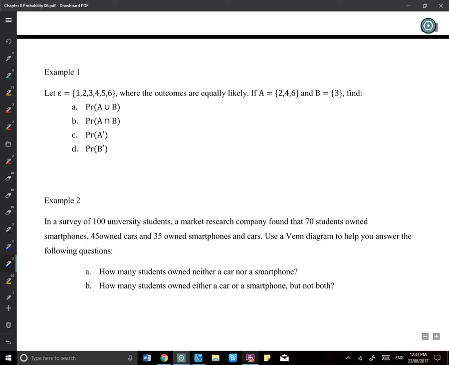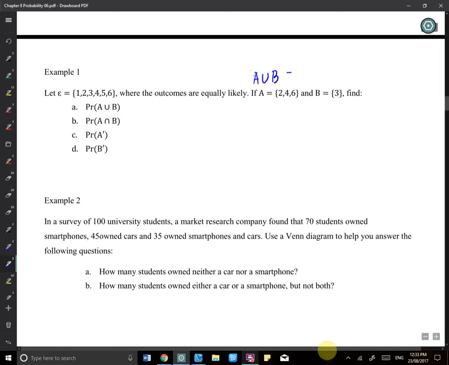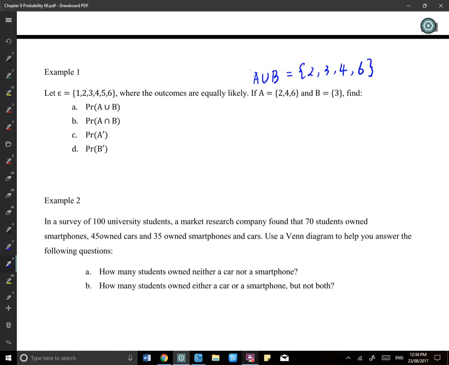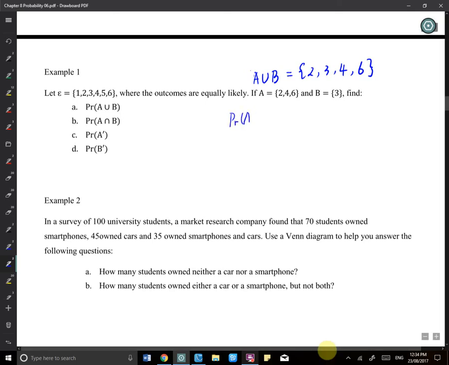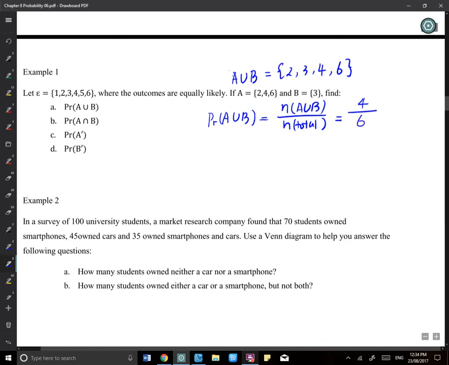We have example 1. The outcomes 1, 2, 3, 4, 5, 6 are equally likely. If A is 2, 4, 6 and B is 3, find the probability of A union B. First of all, what is A union B? A union B is 2, 3, 4, 6. So the probability of A union B is the number of elements in A union B over the total number. There are 4 elements in the union and 6 in total. It's 4 on 6, which is 2/3.